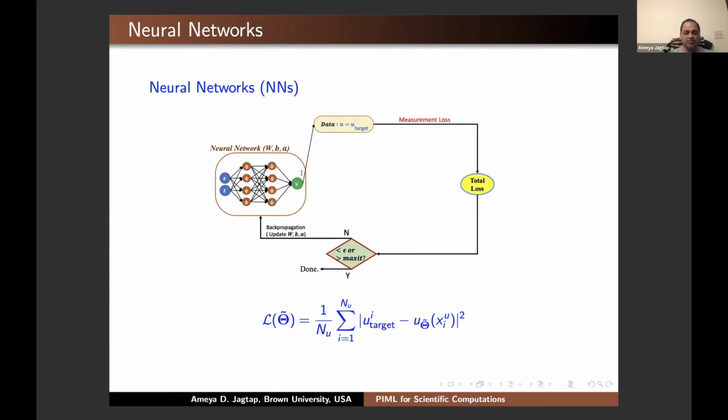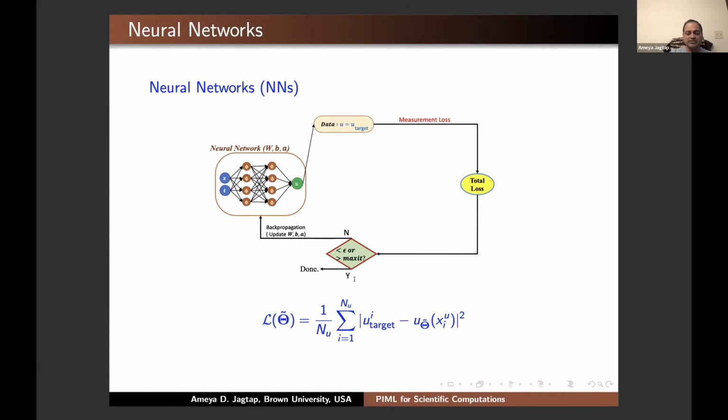Their job is to enforce that the output of the neural network is equal to the given target function. That gives a measurement loss. You can see here the measurement loss. It's a data mismatch loss between the output of the neural network u, where theta tilde represents all these parameters, W, B, and a. They are trainable parameters. That's the output of the neural network, and that's the target solution here. And this is our loss function.